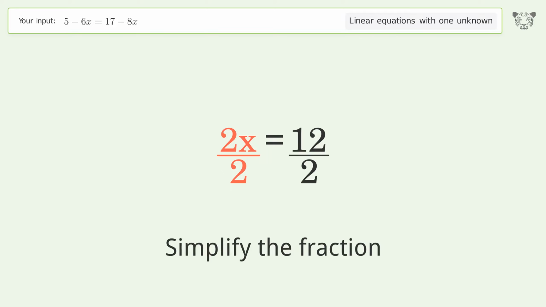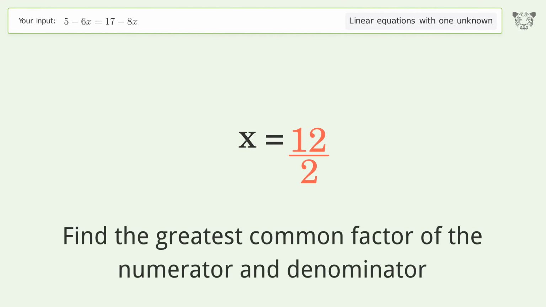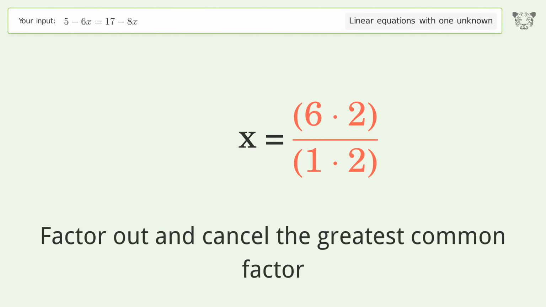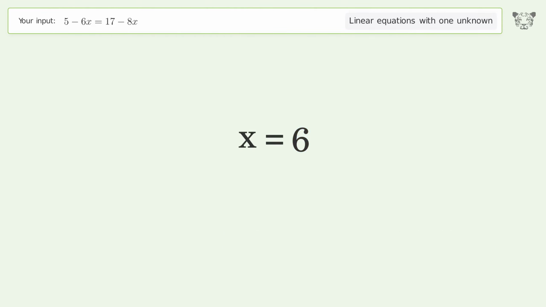Simplify the fraction. Find the greatest common factor of the numerator and denominator. Factor out and cancel the greatest common factor. And so the final result is x equals 6.